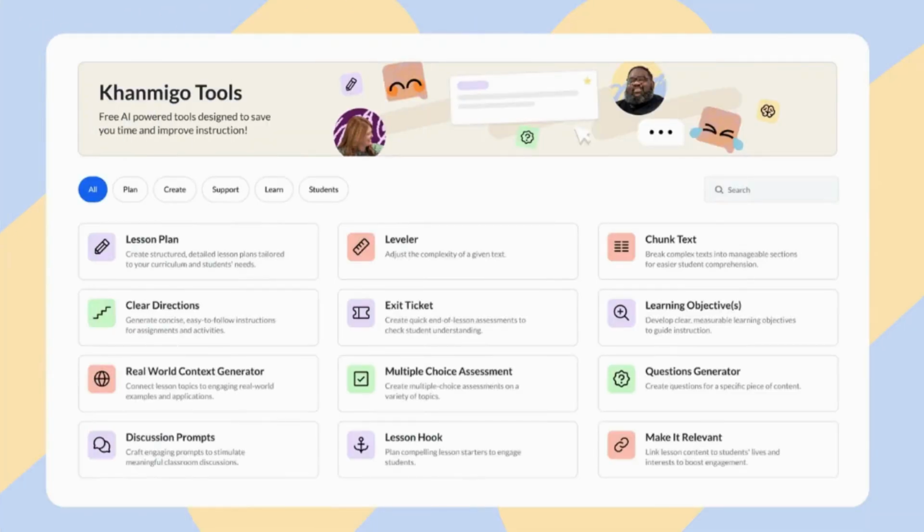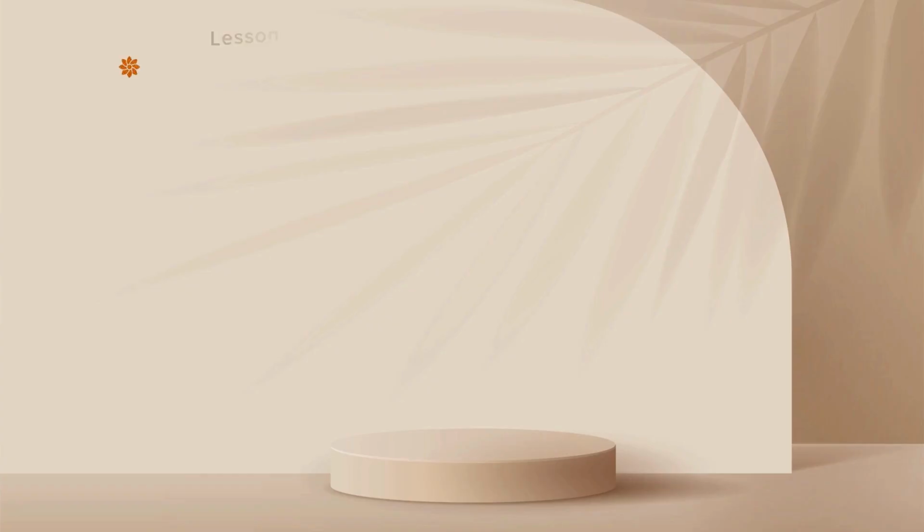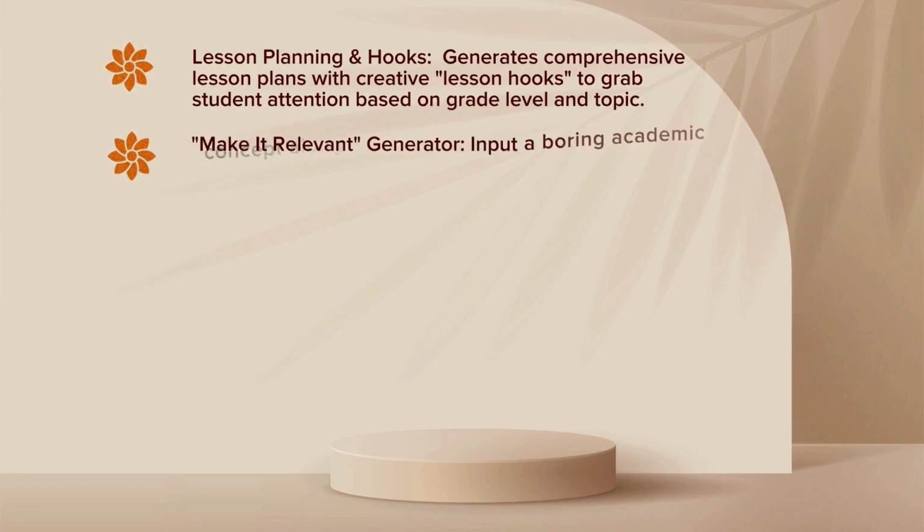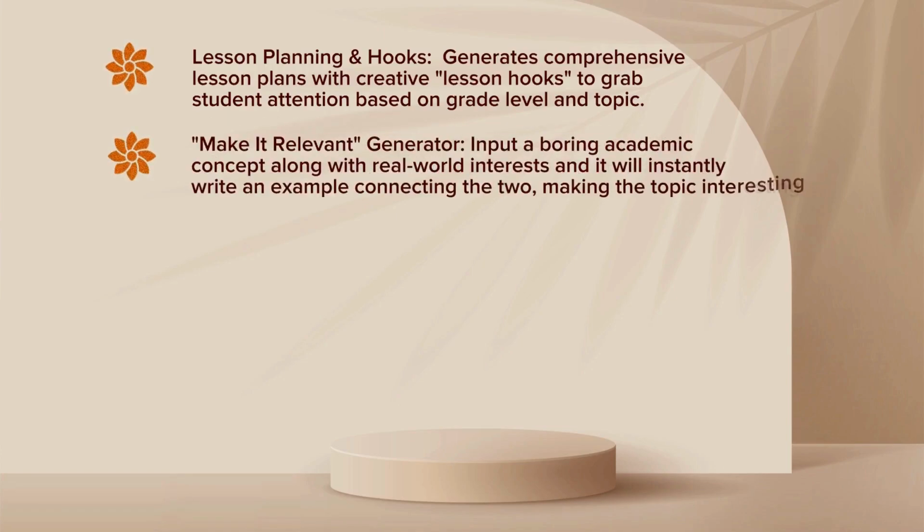It includes more than 25 automated educator specific tools, lesson planning, and hooks. It generates comprehensive lesson plans with creative lesson hooks to grab student attention based on grade level and topic. It has a make it relevant generator where teachers can input a boring academic concept like, say, fractions along with real world interests like video games or sports. And Khanmigo will instantly write an example connecting the two, making the topic interesting for students.